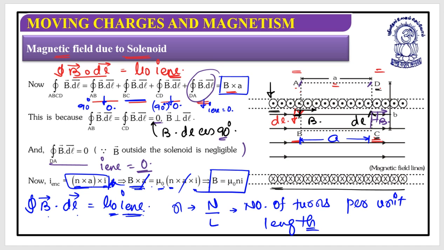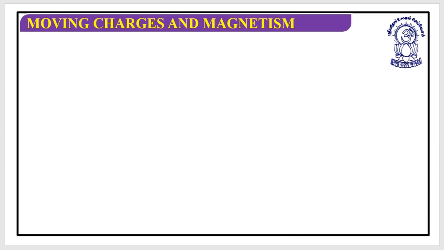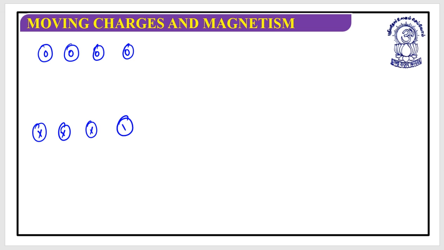What about the direction? How could you identify the direction of the magnetic field? So what you need to do is find out the direction. You need to use your right hand. We are just trying to show you the cross-sectional view, or top view we can say, of the solenoid. So from here current is moving downward, and from here current is moving upward.